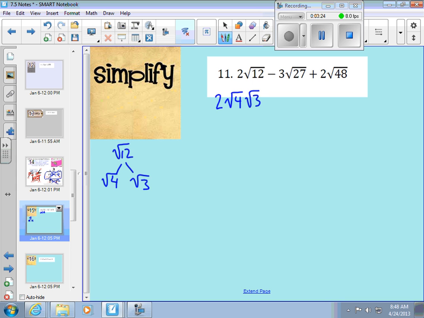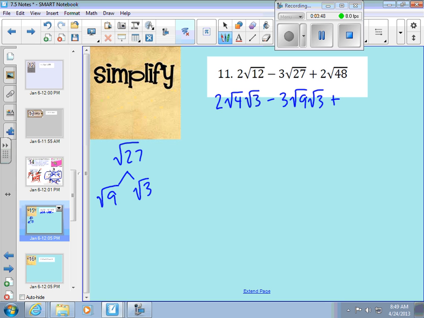All right, let's go to our next one, the square root of 27. Can we simplify that at all? Well, let's see. Are there any perfect squares that go into 27? Yeah, there is. The square root of 9 is a perfect square, and 9 times 3 is 27. So this one we could write as the square root of 9 times the square root of 3.